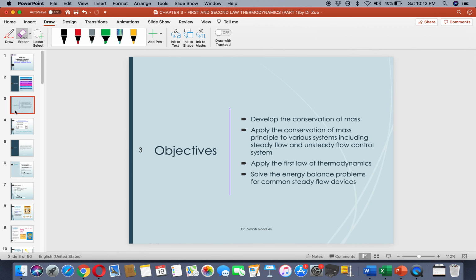So, what is the objective of this topic? First, we want to develop the conservation of mass. Secondly, we want to apply the conservation of mass principle to various systems including steady flow and unsteady flow control systems, apply the first law of thermodynamics and solve the energy balance problem for common steady flow devices.